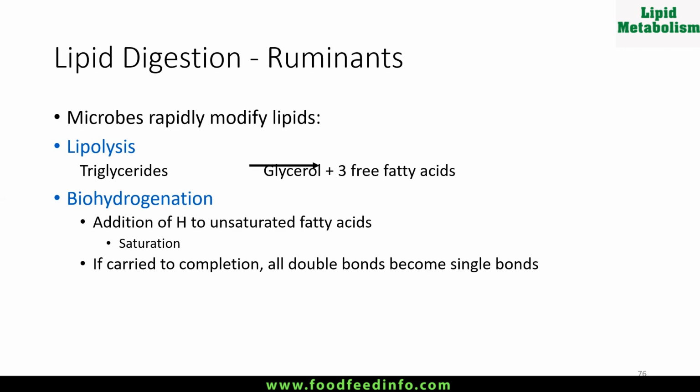So this is a feature in the case of ruminant animals. There is lipolysis as well as biohydrogenation. They convert unsaturated fat to saturated fat. So that's the reason there is a presence of saturated fat in dairy products, and there is very little unsaturated fat.